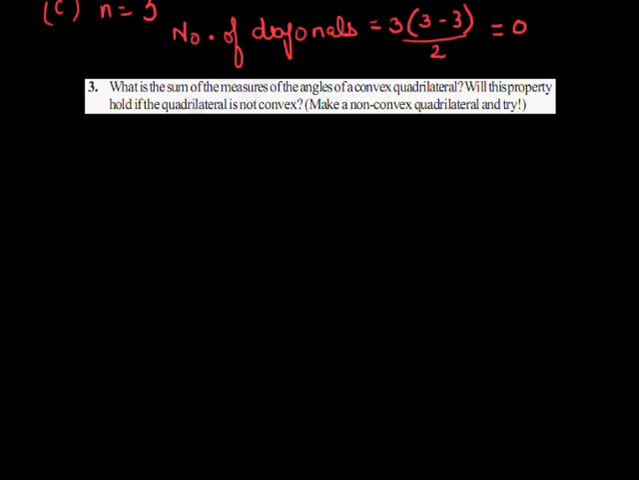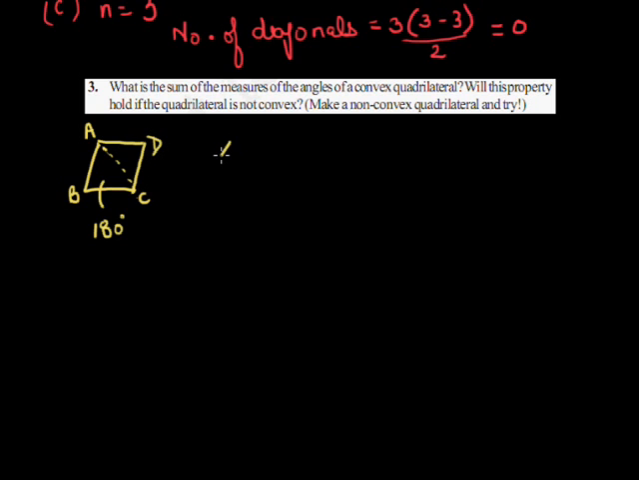Okay, now the next part, the third part: what is the sum of measure of the angles of a convex quadrilateral? Say this is a convex quadrilateral. If we talk about the sum of the measure of the angles, I can divide this convex quadrilateral into two triangles. The sum of angles of the first triangle is 180 degrees. I can label the vertices A, B, C and D.